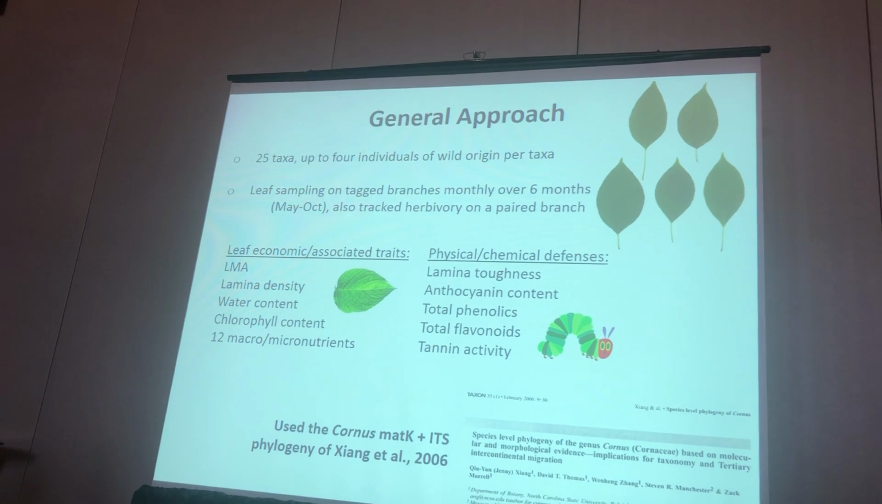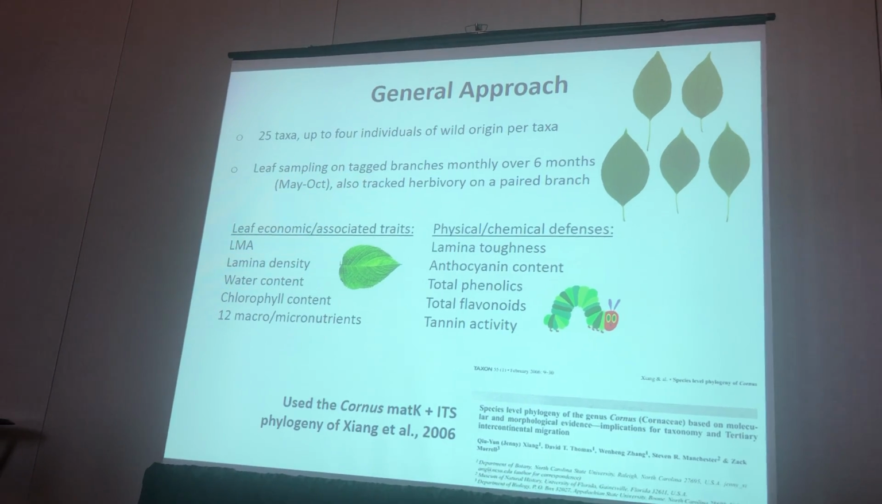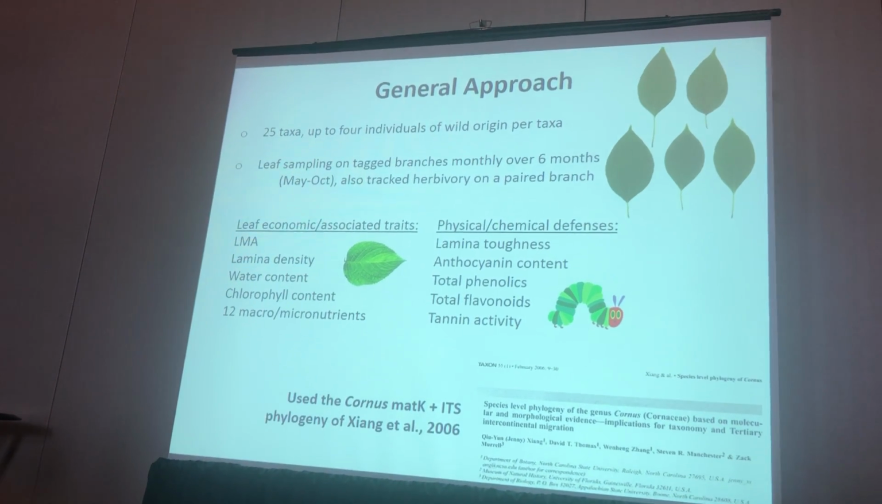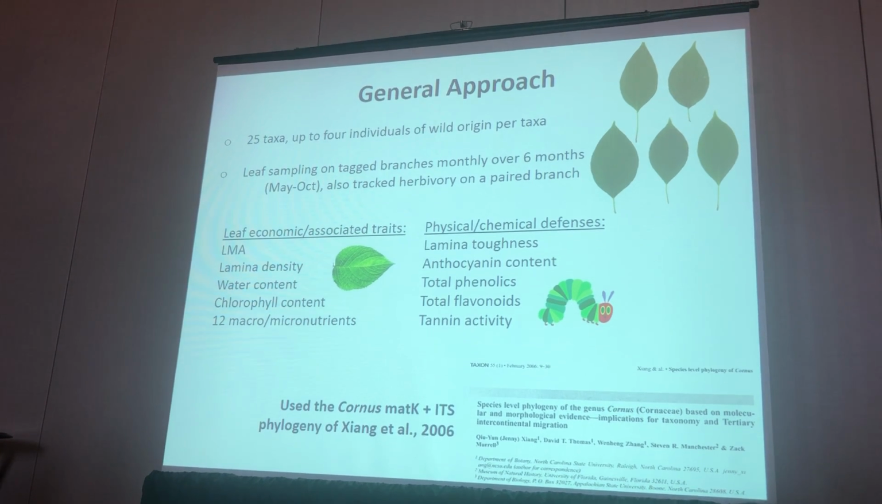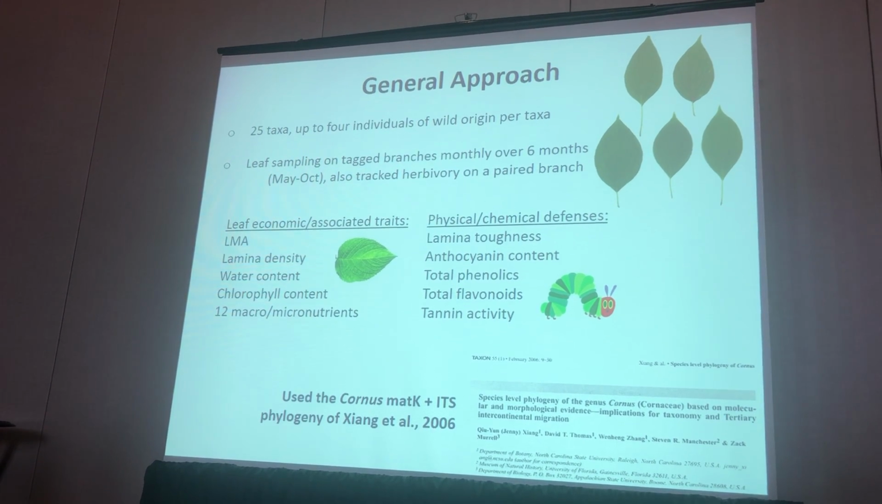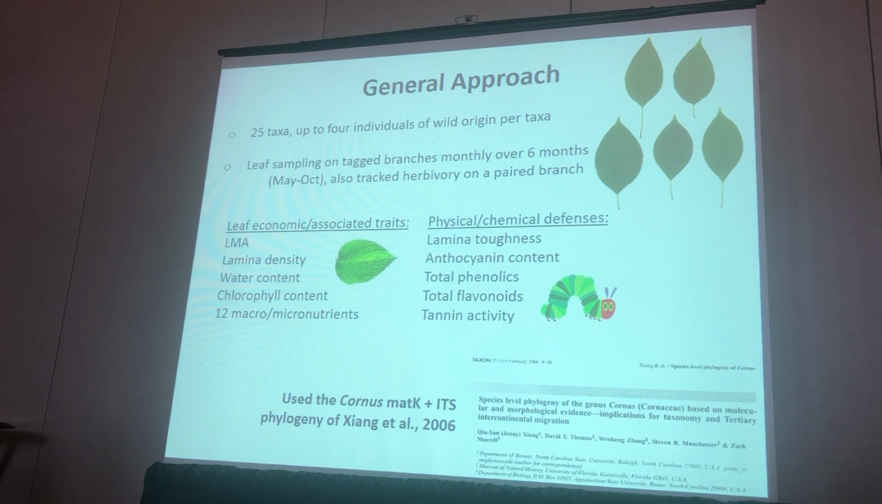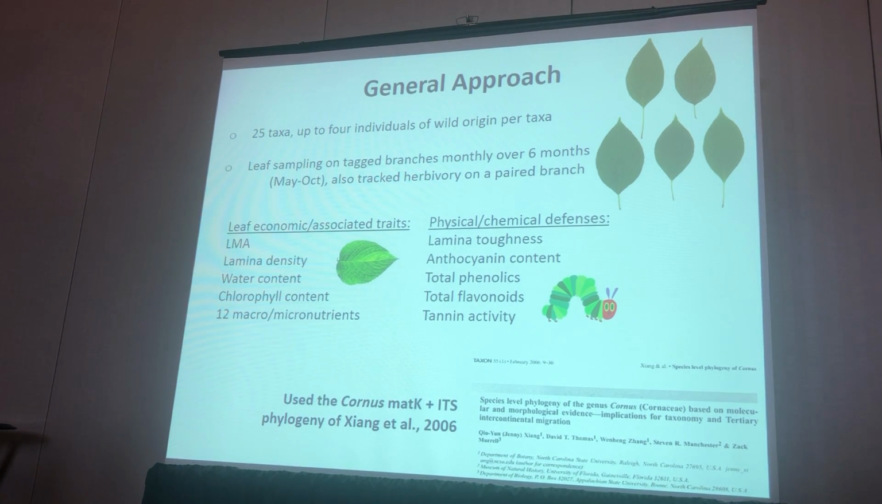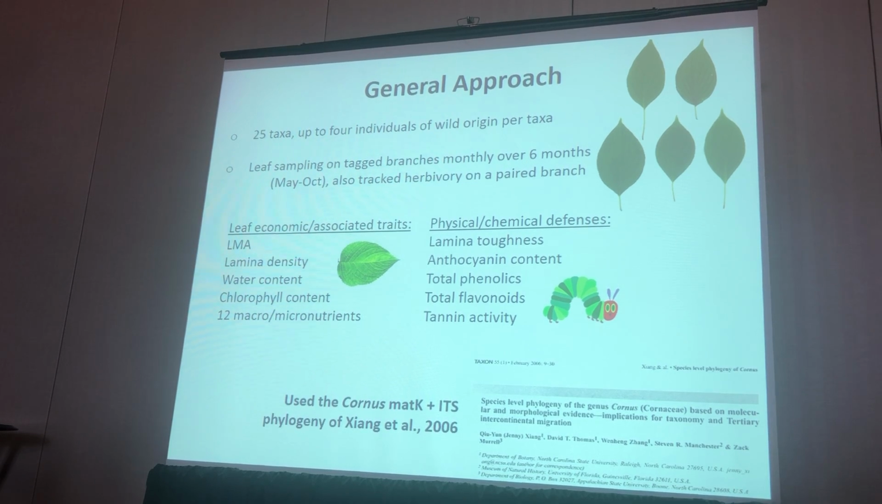And we measured things like leaf economics traits, associated traits related to productivity, and also physical and chemical defenses, 26 traits in all, including a lot of macro and micronutrients. And we used the Cornus phylogeny of Zhang et al. 2006, which in that case is an ITS phylogeny and quite well resolved, to do phylogenetic comparative work.